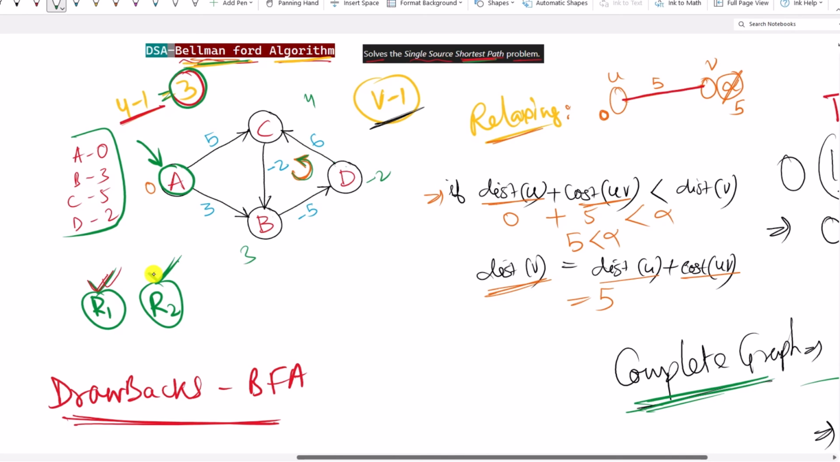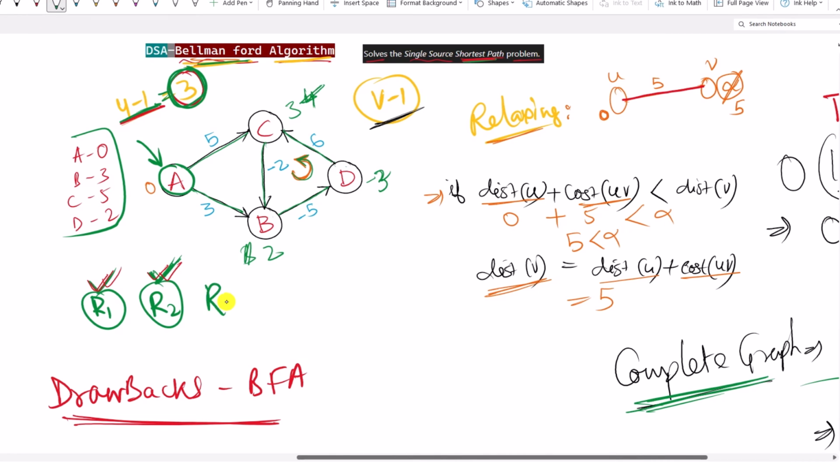Let's now perform relaxation 2. So 0 plus 5, this is already better. 0 plus 3, that is fine. 4 minus 2, so this will be 2. Then 2 minus 5, so this will be negative 3. Now here minus 3 plus 6, so this will be 3. So we are done with relaxation 2.